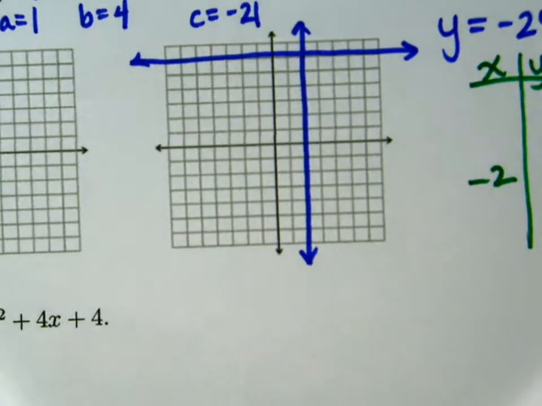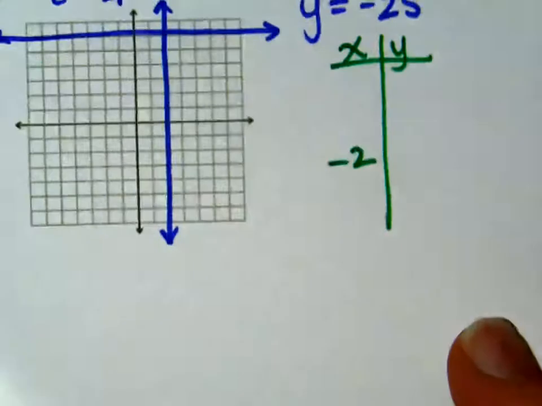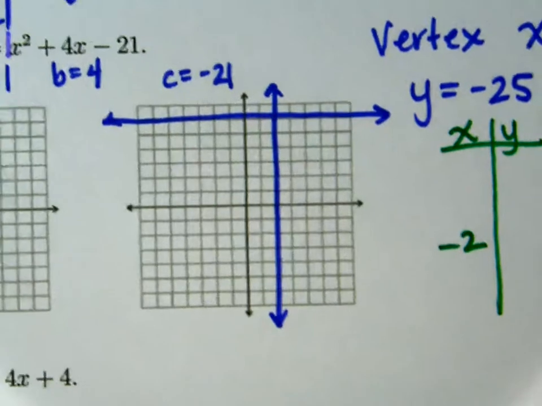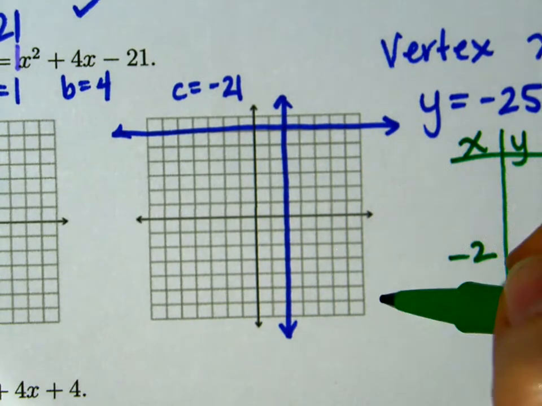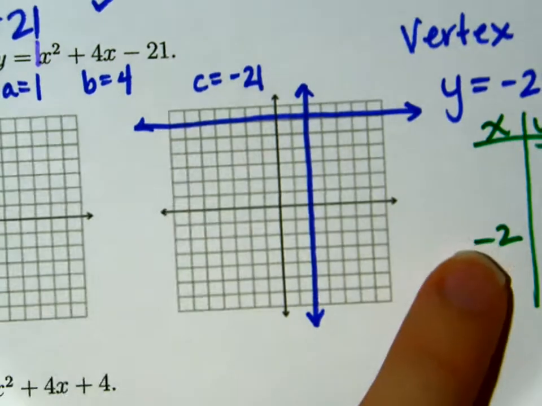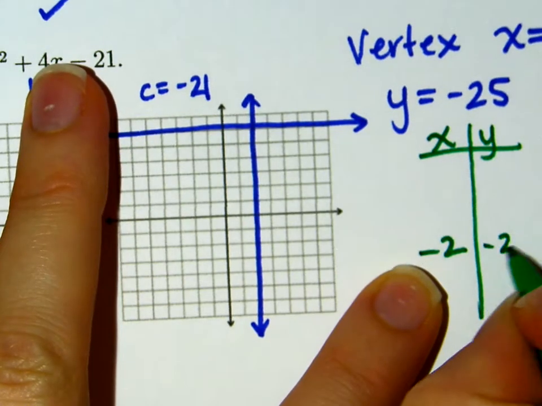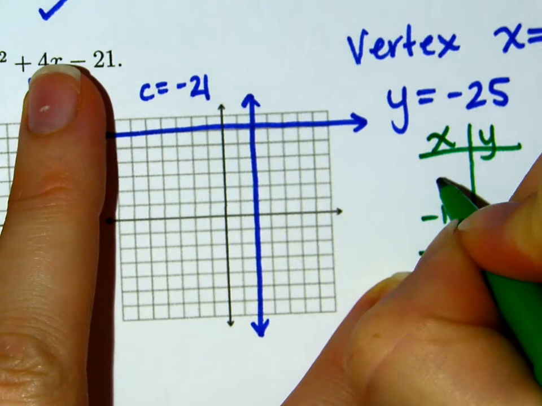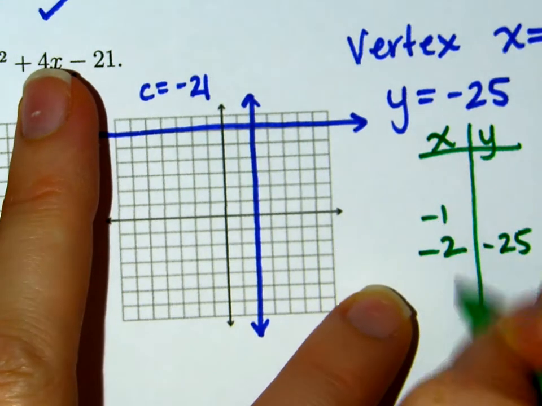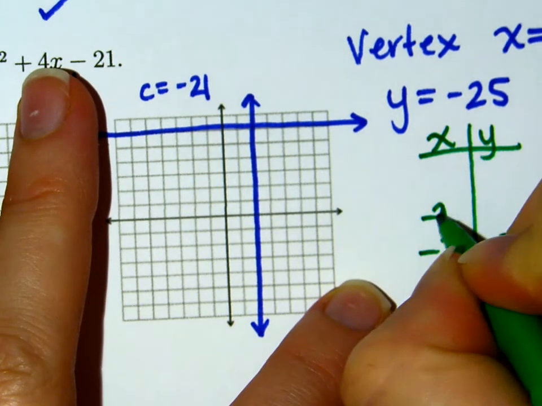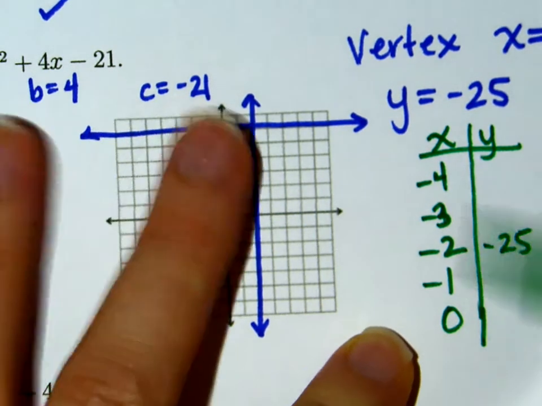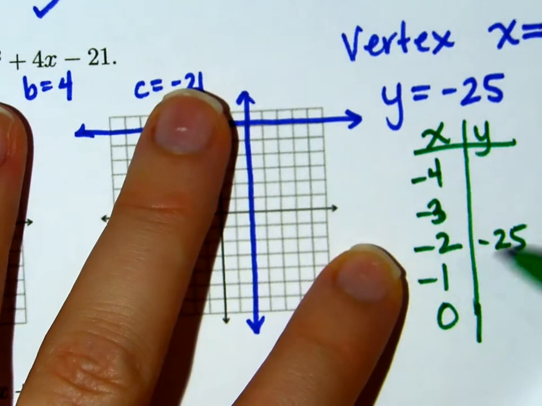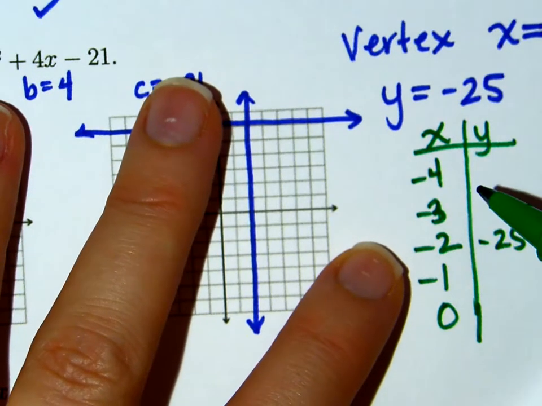-2 at the center. Okay, so here's -2 at the center. And let's go around it. So -2, -25, -1. That's actually bigger than it. So let's go -3 below it, -4 is below it, 0 is above it. Okay, so I just picked things surrounding our vertex on either side.